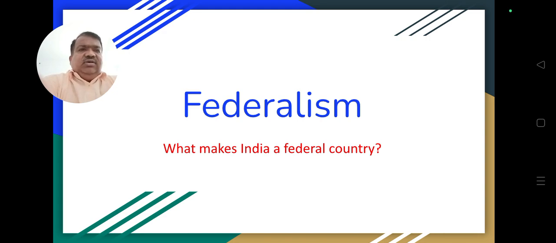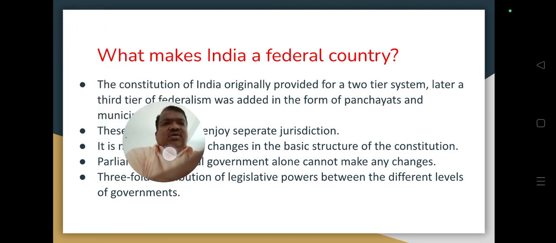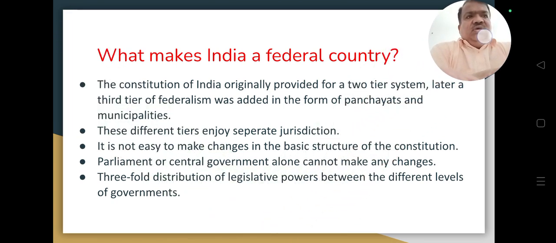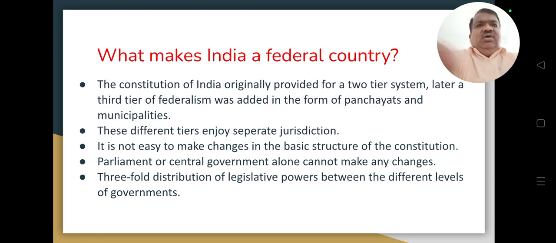On the other hand, we will find the federal structure where at least two levels of governments will be there, which are working at central level and state level independently. And now, what makes India a federal country needs to be understood. Here, we need to understand the following points to understand India as a federal country.